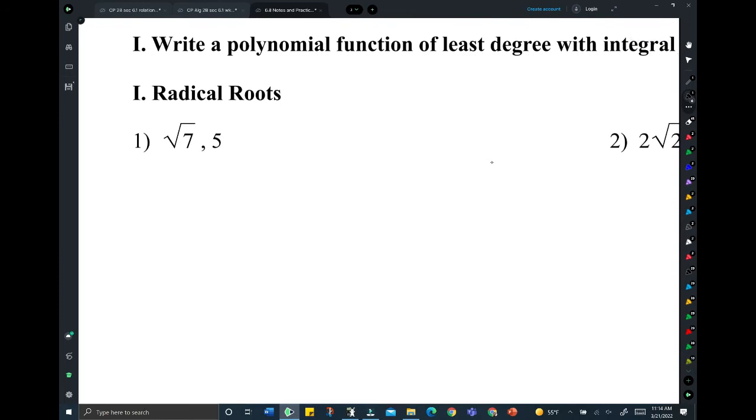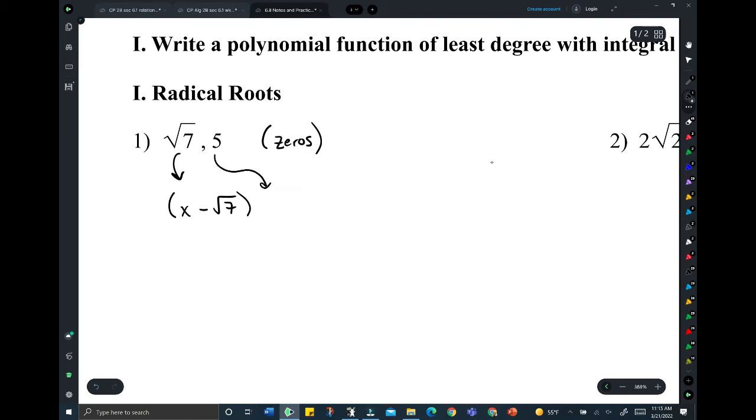So here's how the problems will look. Sometimes I'll be giving you radical roots, and you are given the following zeros. So that's what these commas represent. These are the zeros, okay? In the past, we knew that we could automatically write this as x minus the root of 7. And this next one would be x minus 5. So we did this last lesson, okay? And we're making a function, so we're going to say this is f of x.